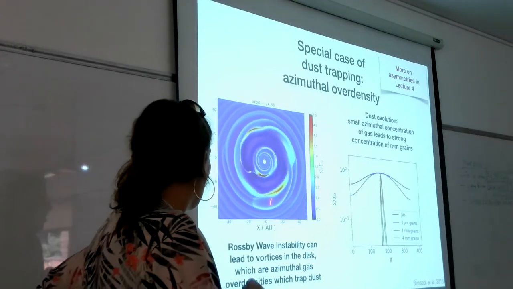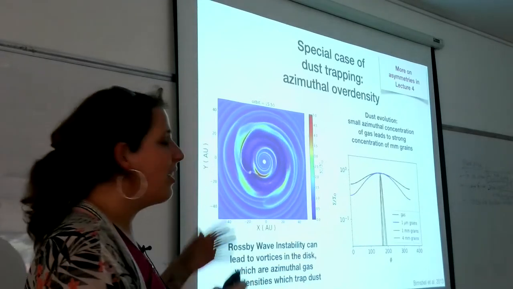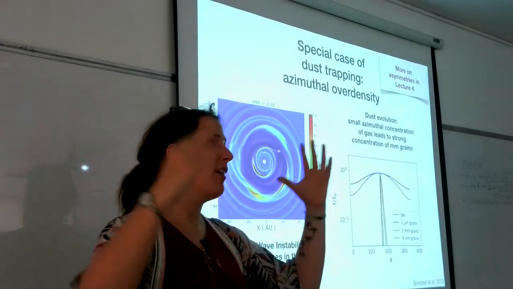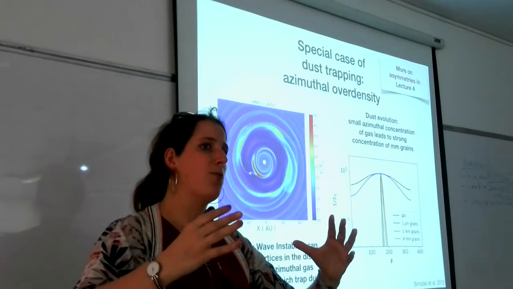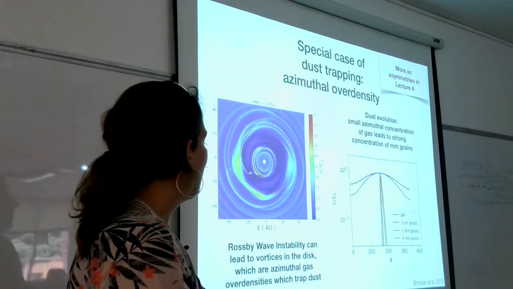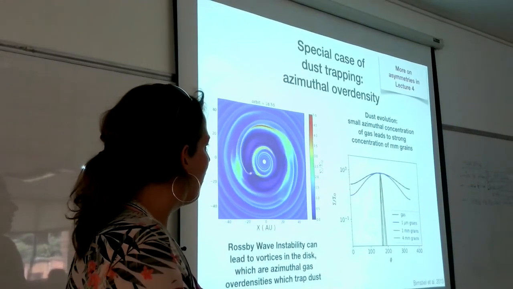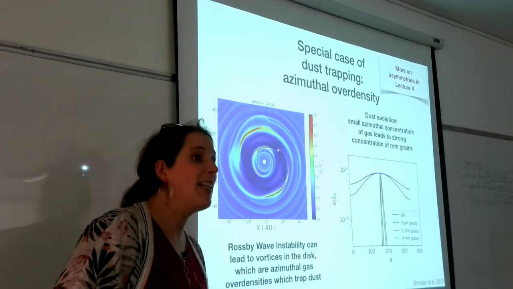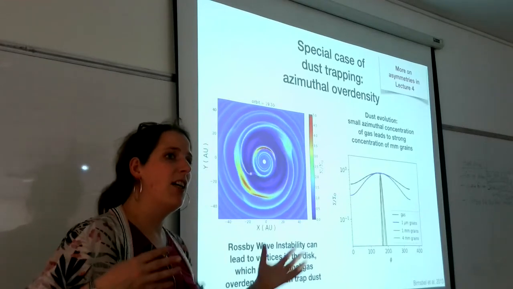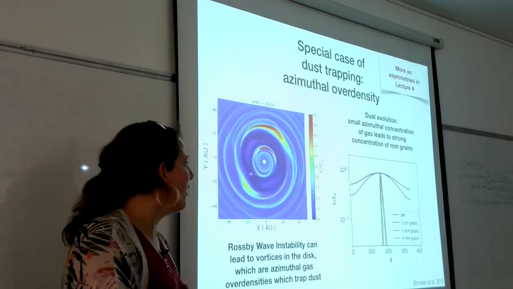So these azimuthal overdensities are essentially pressure bumps that act both in the radial and also in the azimuthal direction. So they trap the dust in both dimensions. And simulations have shown that the trapping is actually really efficient in the azimuthal direction. So the way that the particles move in azimuth, they get trapped very quickly.